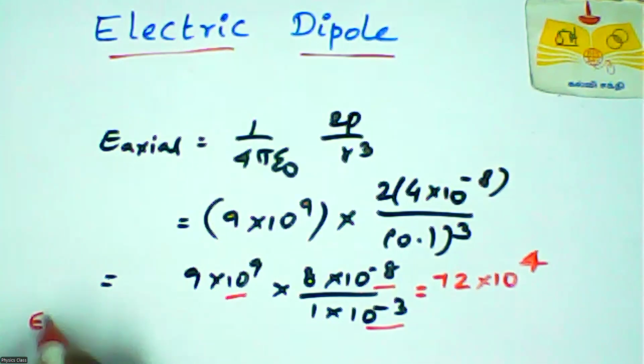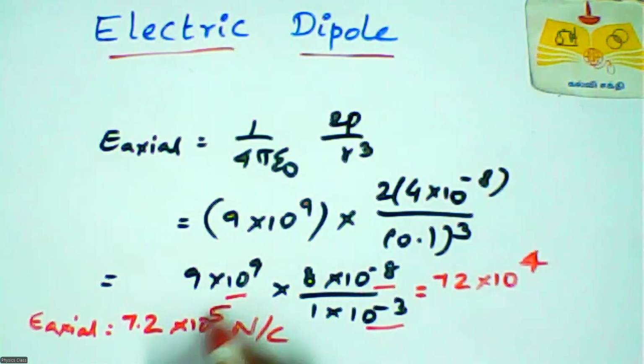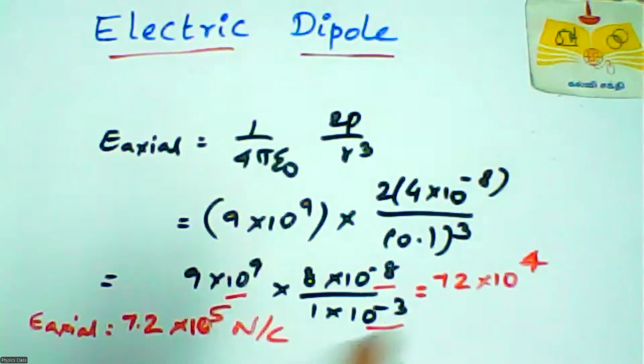Or we can write 7.2 into 10 power 5 Newton per Coulomb. This is the unit for the electric field, Newton per Coulomb. So this is the electric field on the axial line: 7.2 into 10 power 5, or 72 into 10 power 4. Okay, right. Now, problem number 2.